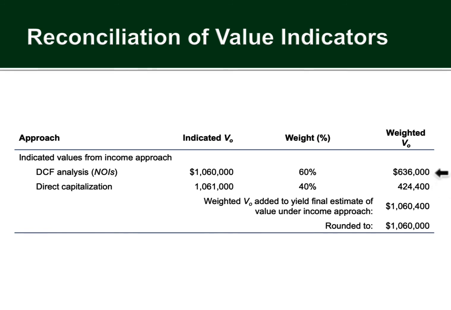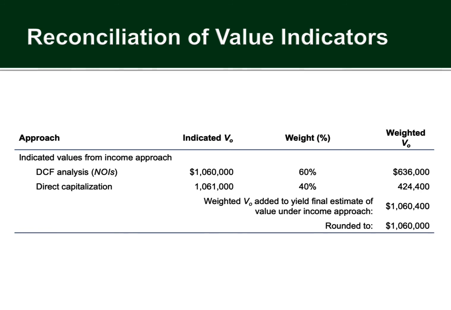So here we have two different estimates of value, and we might have an opinion that one approach applies more to this particular property than another. So in this example, we're weighting the DCF analysis 60%, meaning we put somewhat more weight on its value conclusions compared to our direct cap approach, which we weight 40%. Multiplying our two indicated values by these weights, with the result shown in the far right column, when we sum up that far right column, we get our weighted value under the income approach. And this is our final single estimate of value under the income approach.